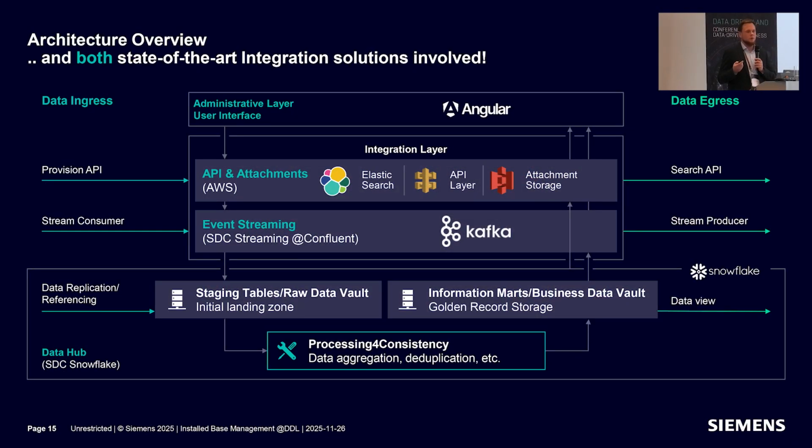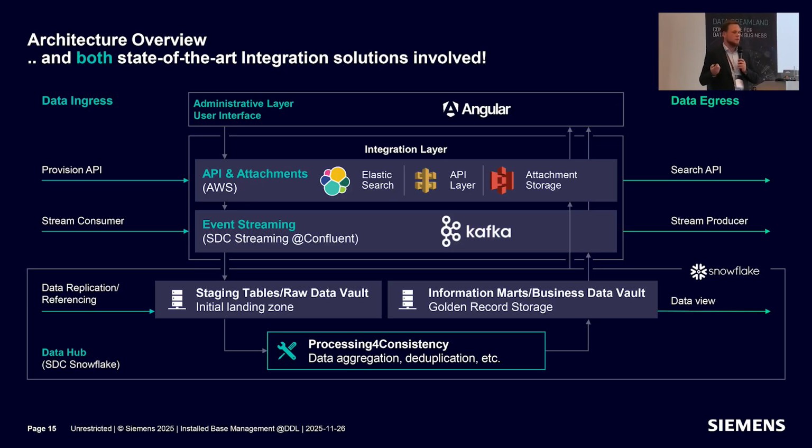In the integration layer, at the one level we have the event streaming, based on Confluent Kafka, which is also provided by the SDC team. There we have stream consumers and stream producers available, so you can provide us information via streaming. We are providing information via streaming as well.